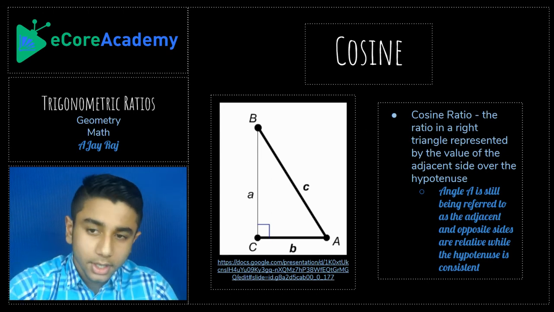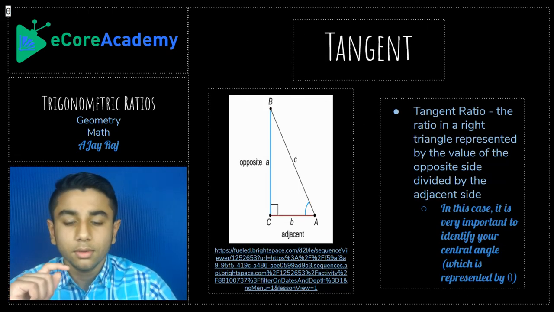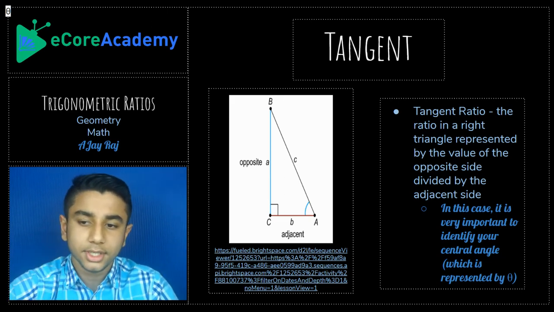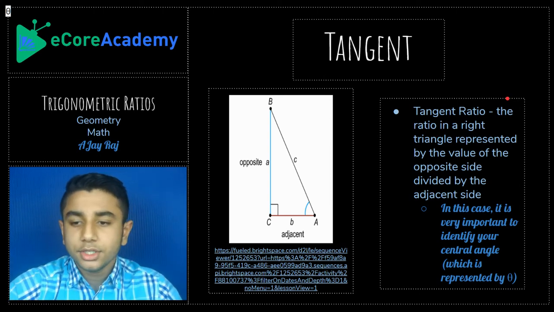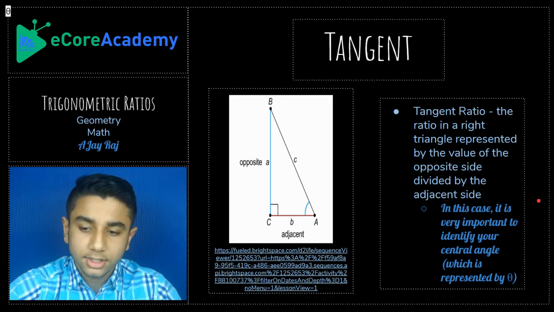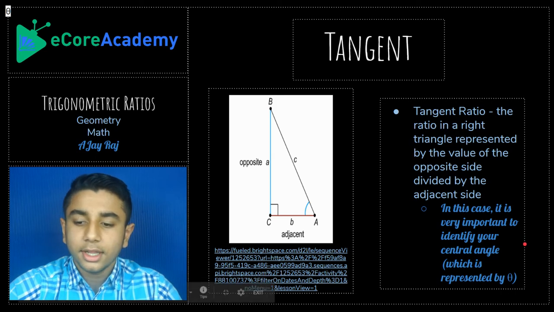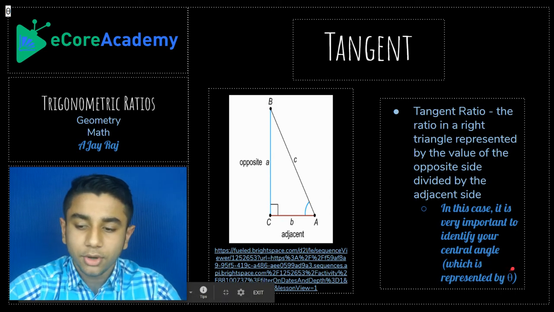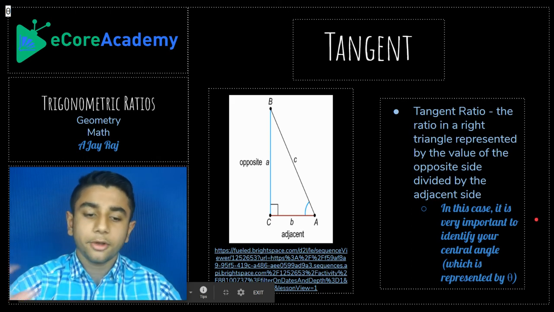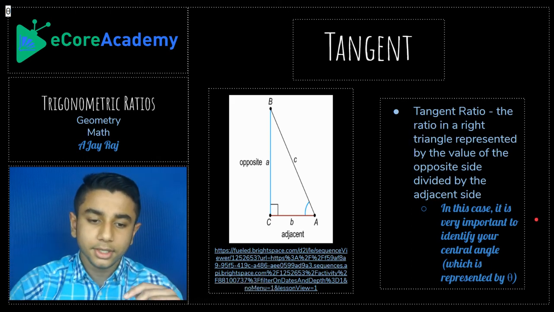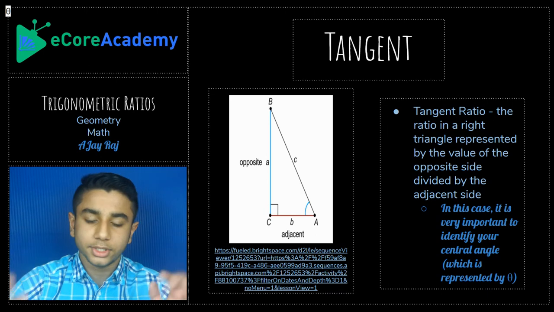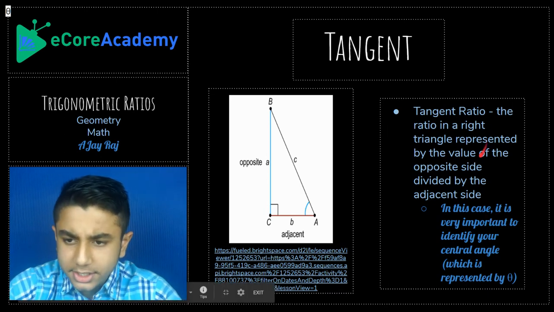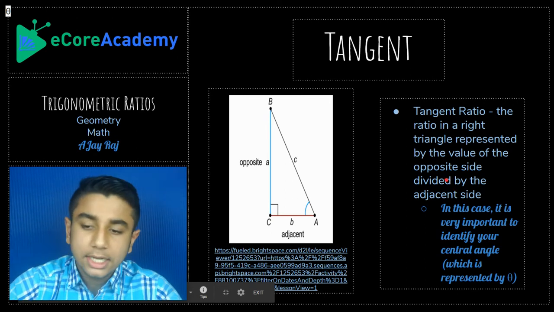However, this next ratio, which is our tangent ratio, depends on which side is the adjacent side and which is the opposite side, and which one has a larger measure. So it can be more than 1 or less than 1. The tangent ratio is the ratio in a right triangle that is the value of the opposite side divided by the adjacent side. And in this case, it's very important to identify your central angle, which is represented by the symbol called theta. That just represents the angle that you're focusing on, in order to identify what's the opposite side from that angle, what's the adjacent side from that angle, and what's the hypotenuse, which is always the same. And as you can see here, it's the opposite side divided by the adjacent side.